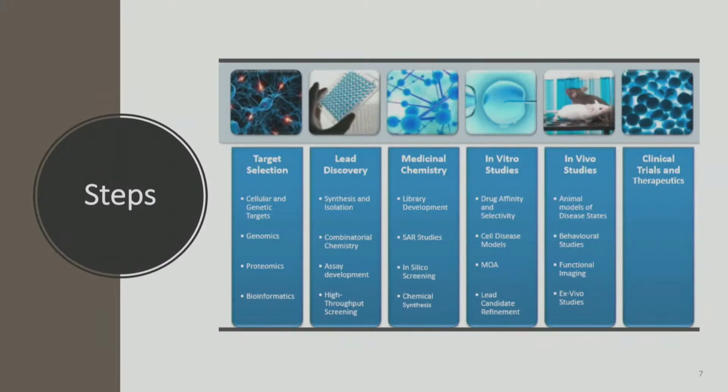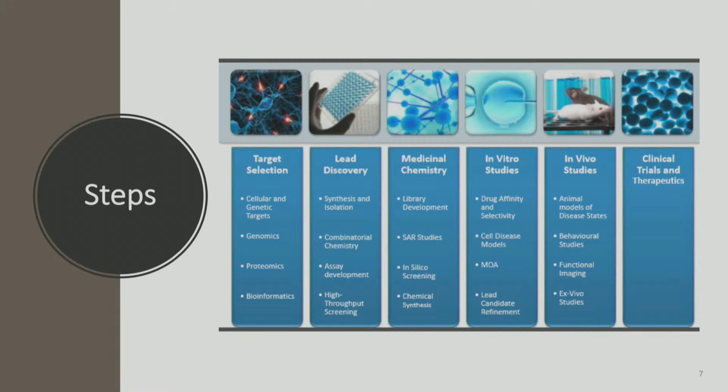So the first and foremost step is target selection. Here we are using various approaches like genomics, proteomics, metabolomics, and various informatic approaches for the identification of a proper target. And then we need to identify the lead. This can happen through synthesis, or we can get it from natural sources. And then combinatorial chemistry. It is a process where we can synthesize a lot of molecules and keep them in a drug bank that can be used for screening purposes.